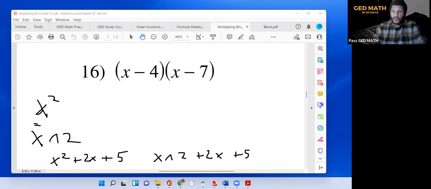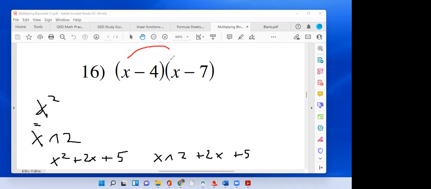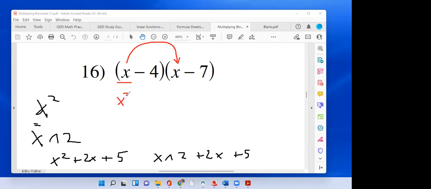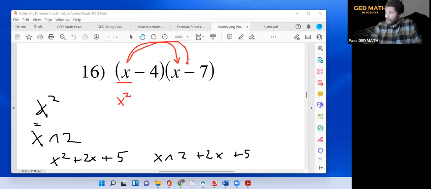First of all, what am I going to multiply first? No guessing. So I'm gonna take this first term and multiply by everything in the second parentheses. So X times X. What's X times X? X squared. Then I'm gonna multiply X times minus seven.